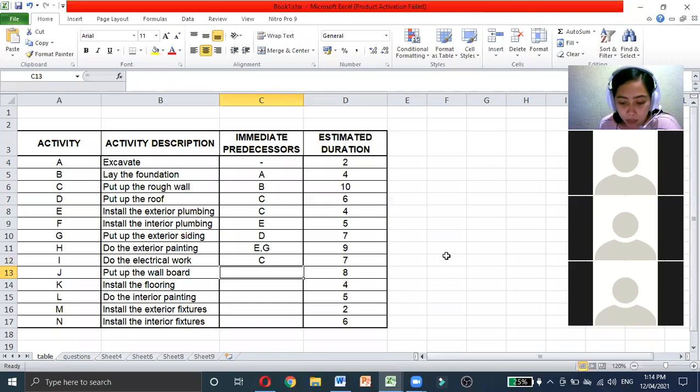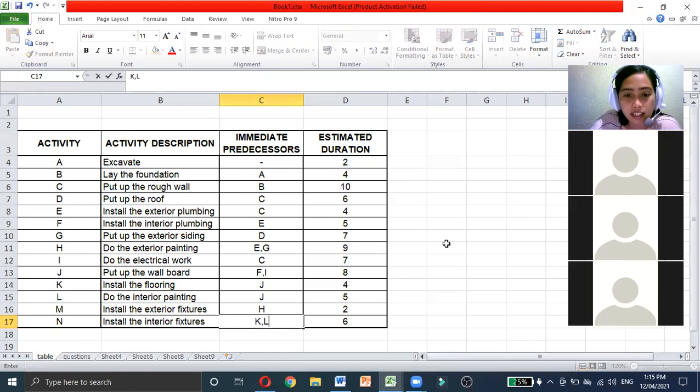Next, put up the wallboard. F and I. Okay, so F and I. Next is install the flooring. J. That's good. How about do the interior painting? J. Okay, same, J. Install the exterior fixtures. That is H. All right. How about install the interior fixtures? K and L. Okay, K and L.